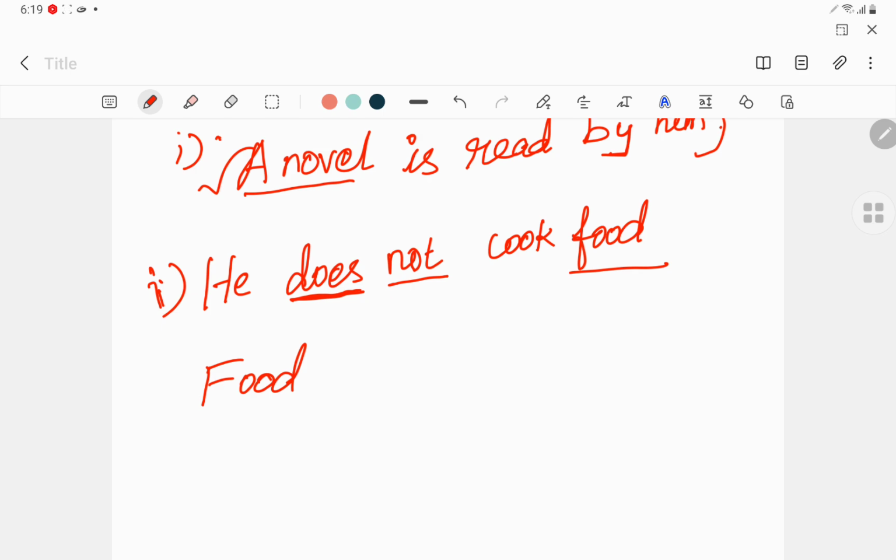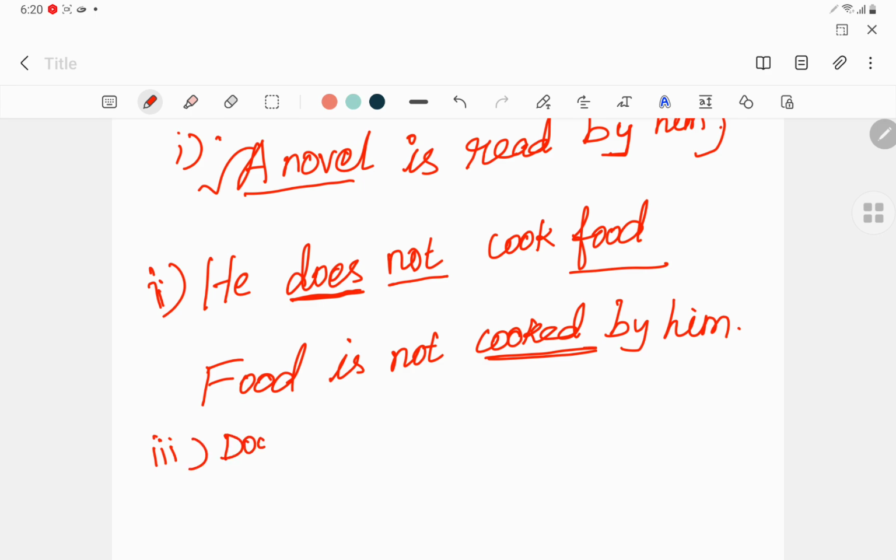Instead of does, if you have did, it means you want to add the past form, but here you have does. Does is for present tense only. So the food is not cooked, because the third form of the verb we want to use. Cooked by me. The food is not cooked by me. Sorry, if you have I here you can use me, but here you have he. So him. The food is not cooked by him.